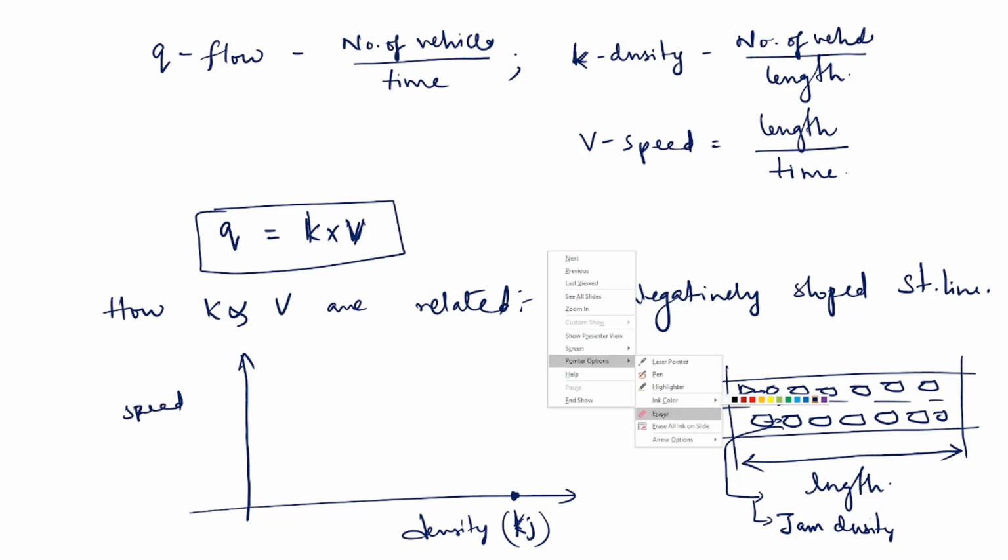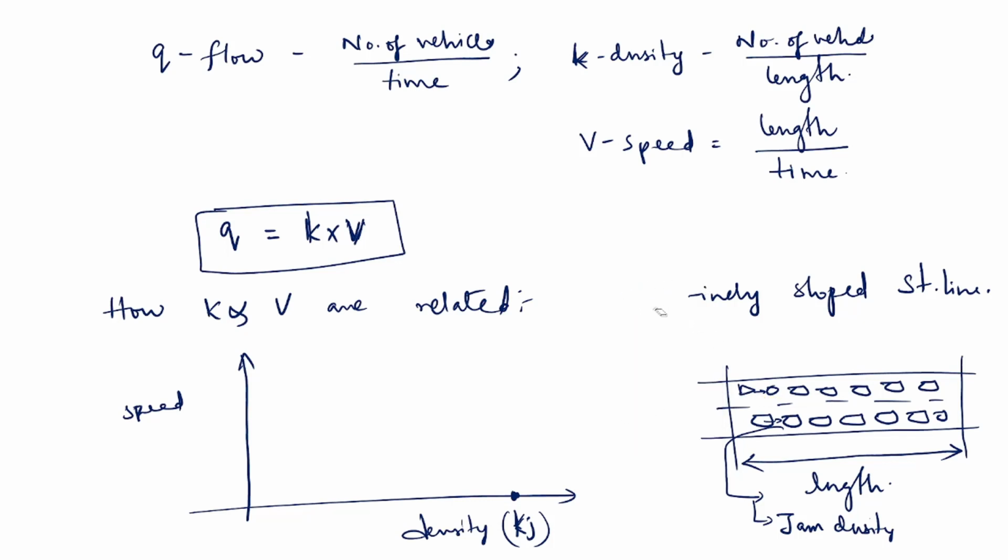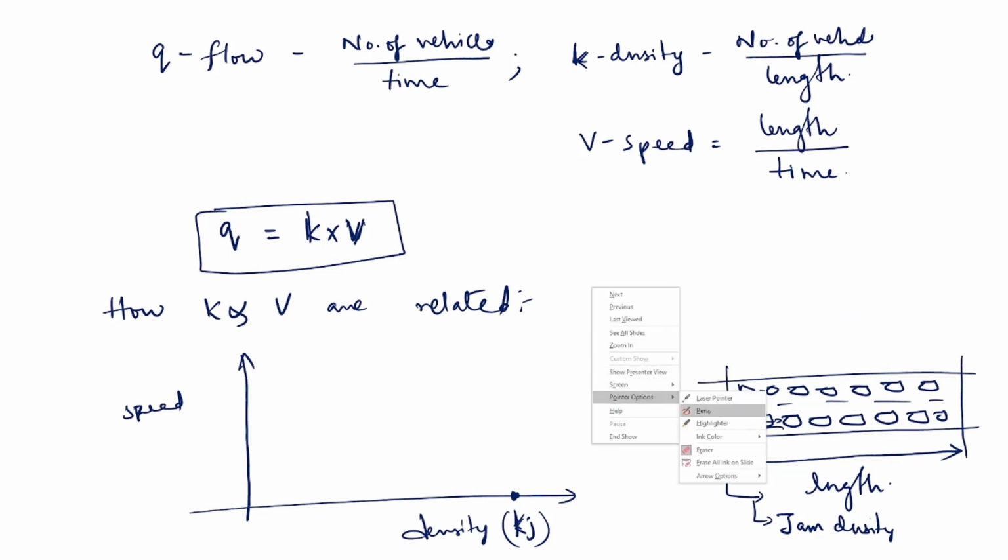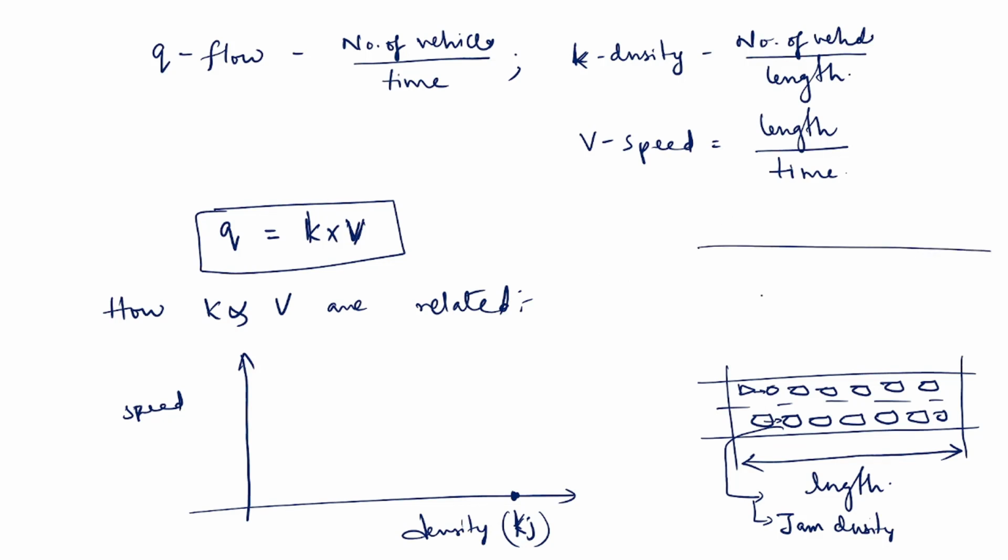Let me erase this. Again, I'll take another length. Now, speed of the vehicle. When can the speed be high? Suppose speed is very, very high. When can it be? When you don't see any vehicle in front of you, then only your speed will be very high. That means the space between the vehicles is very high. That is the reason why you are going with that much speed.